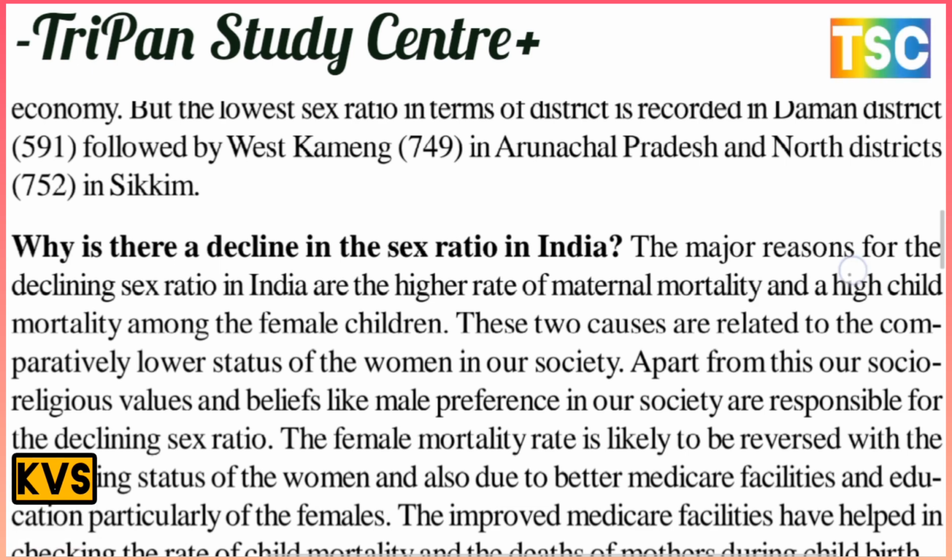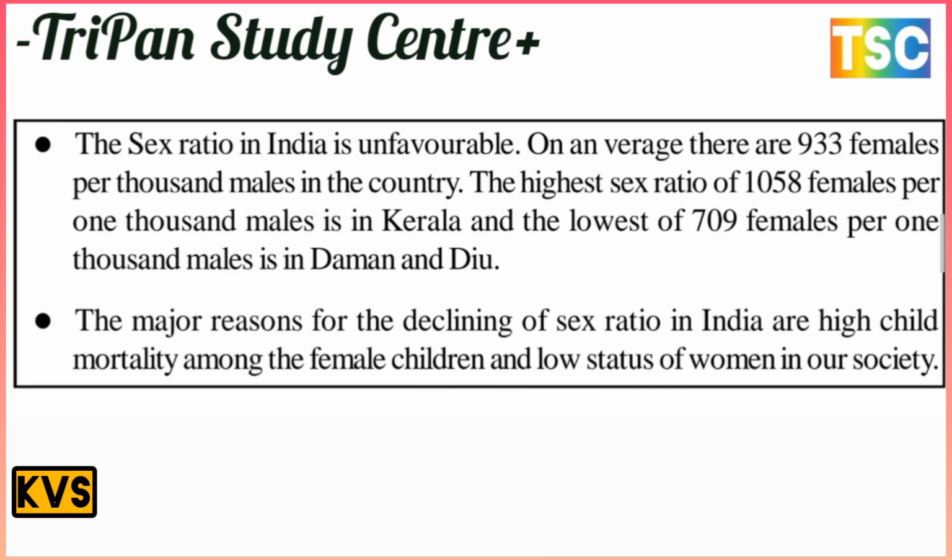This is the most important point here, a notable point, come on your screen. The sex ratio in India is unfavorable. On average, there are 933 females per 1,000 males in the country. The highest sex ratio is 1,058 females per 1,000 males in Kerala, and the lowest is 709 females per 1,000 males in Daman and Diu. This is the most important point according to competitive exams here.